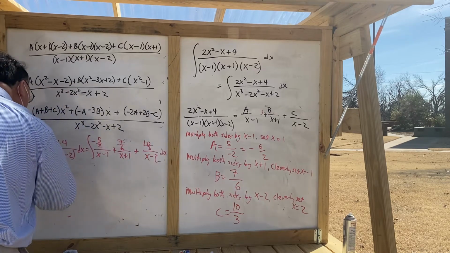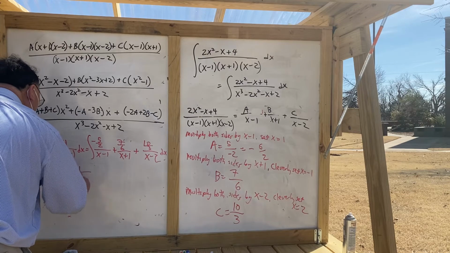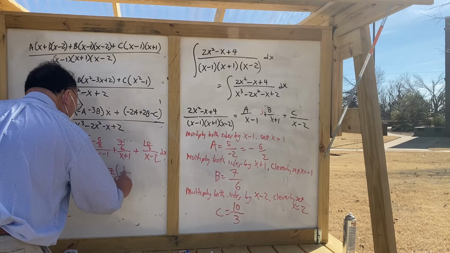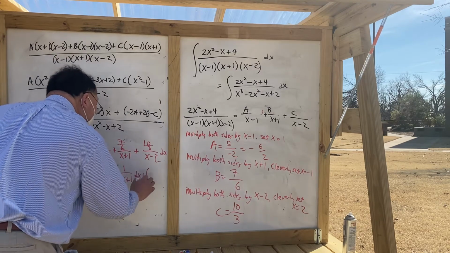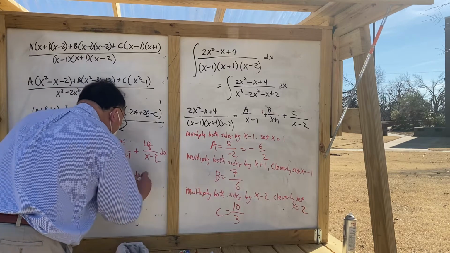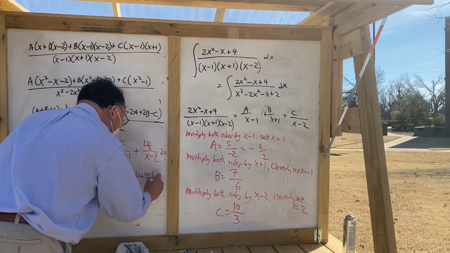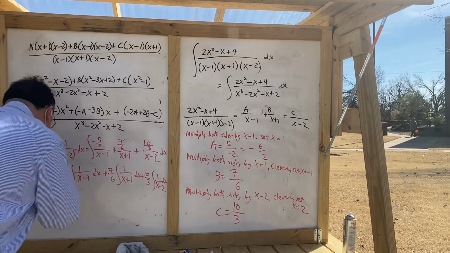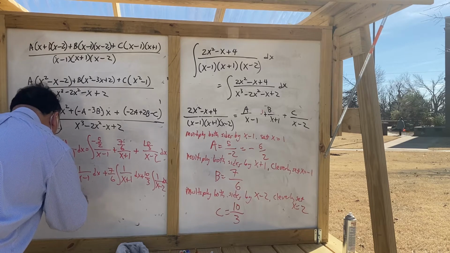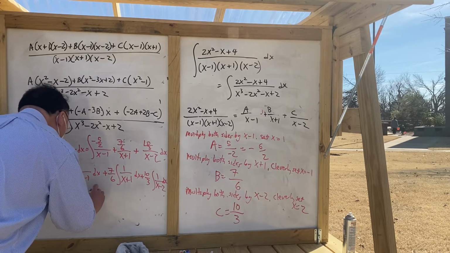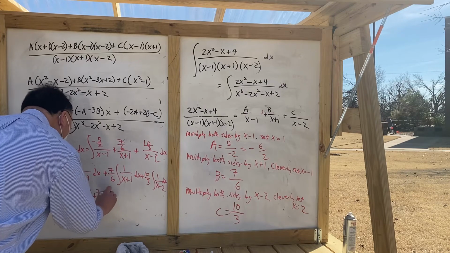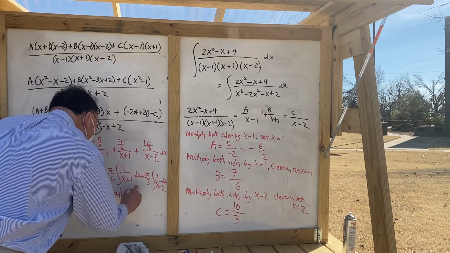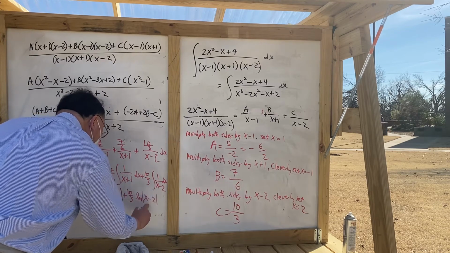So that's going to be equal to negative 5 halves integral of 1 over x minus 1 dx plus 7/6 integral of 1 over x plus 1 dx plus 10/3 integral of 1 over x minus 2 dx. So it's going to be negative 5 halves natural log of absolute value of x minus 1 plus 7/6 natural log of x plus 1 plus 10/3 natural log of x minus 2.